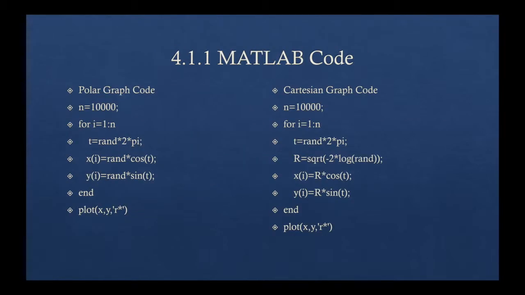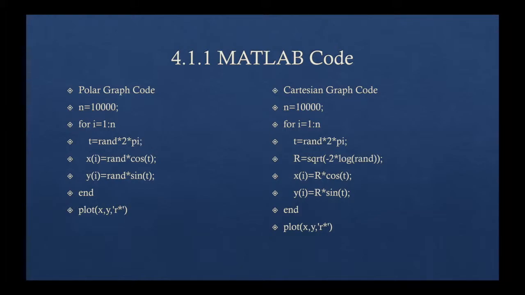As we discuss the Box-Mueller method, there also is a MATLAB code that shows both polar points on a graph and Cartesian points on the graph. So on the left side, as you can see, it has a loop from i equals 1 to 1,000, and then it has theta equaling a random number times 2 times pi, and then it has x of i and y of i, with x of i being random times the cosine of theta, and then y of i being a random number times sine of theta.